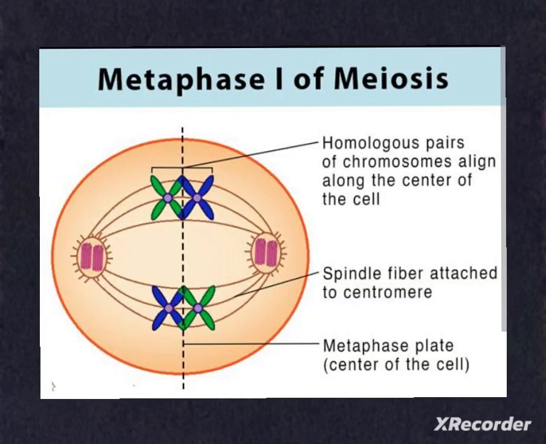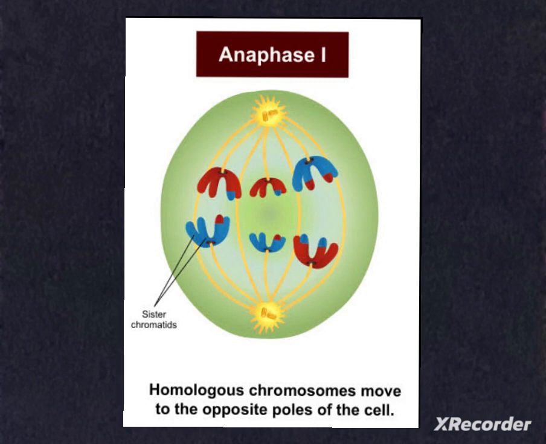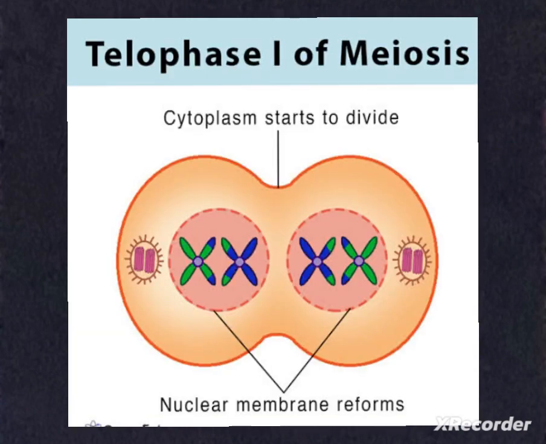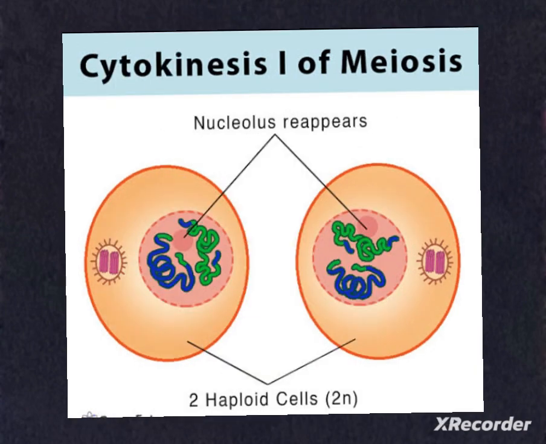Now let's know about metaphase 1. The bivalents align at the equatorial plate and microtubules from the opposite poles attach to the pair of homologous chromosomes. In the next stage, that is anaphase 1, the two chromosomes of each bivalent separate and move to the opposite ends of the cell. The sister chromatids are attached to each other. In telophase 1, the nuclear membrane reappears and is followed by cytokinesis.